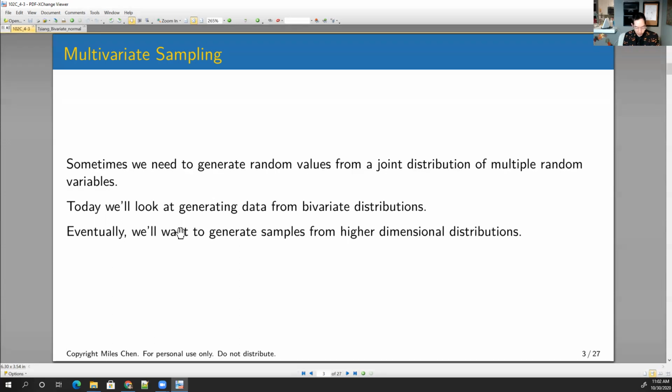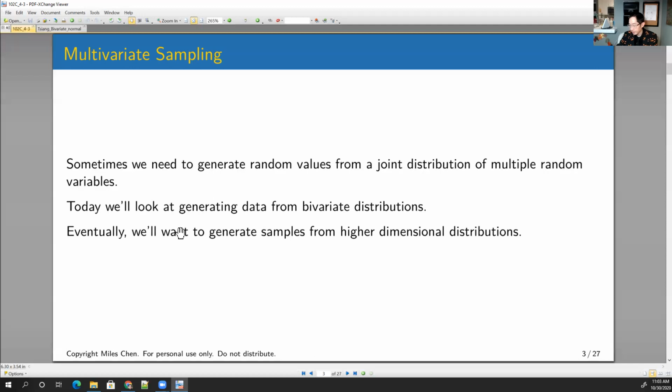But now we want to consider, what do we do if we have to generate a joint distribution, x and y together, okay? Or x1 and x2 and x3 and x4. You might have multiple x values and you want to generate values together. If you just generate them separately, then all of these things will end up being independent. And in some cases, you don't want them to be independent. You want there to be some kind of joint distribution. So today we're going to look at bivariate distributions.